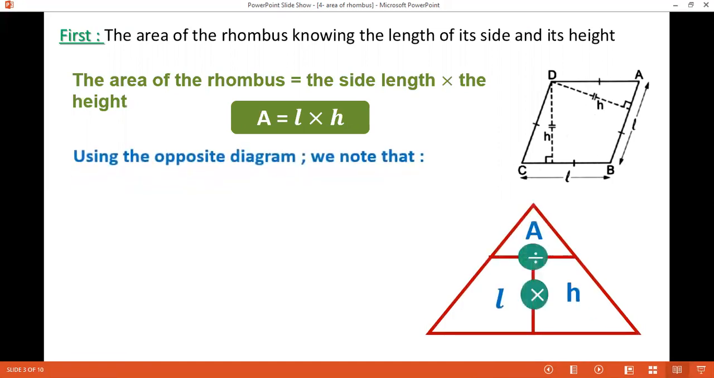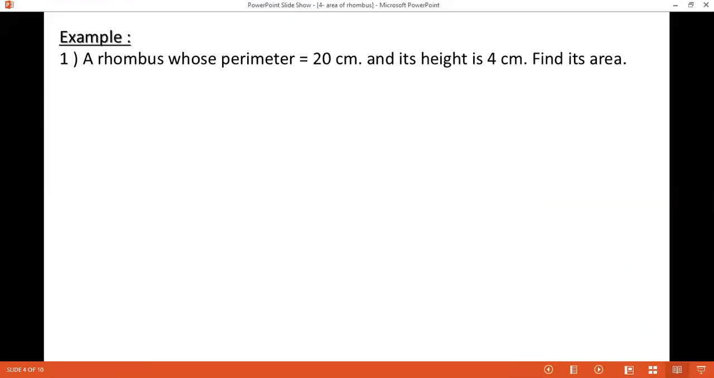Okay, and I'm going to use my magic triangle. Area equals length by height. If I want height and I have area and length, so area over length. And if I want length and I have height and area, then area over height. So height is area over length, and length is area over height. What about if I have diagonals? Okay, let's see some examples.